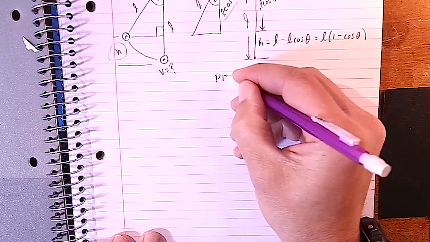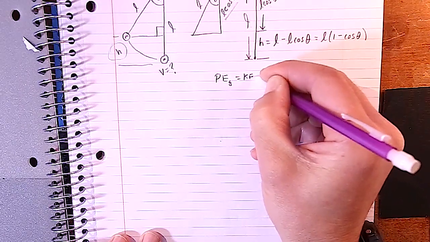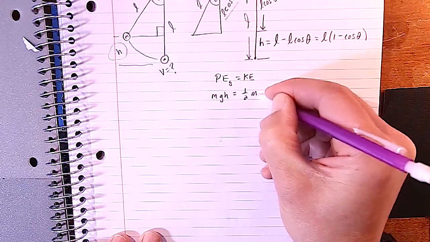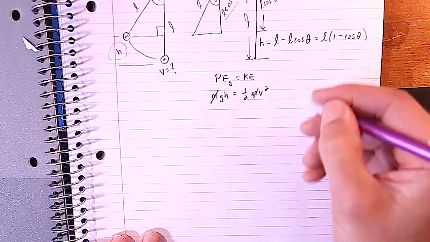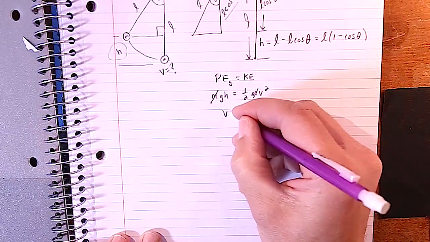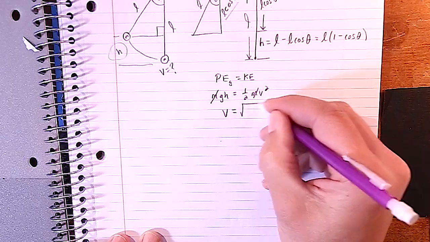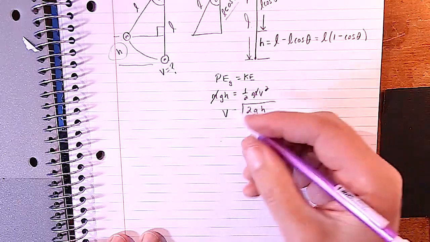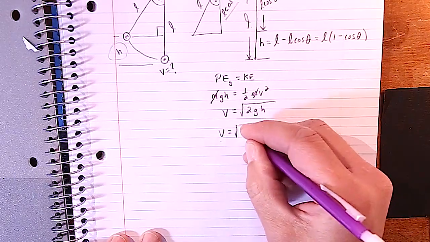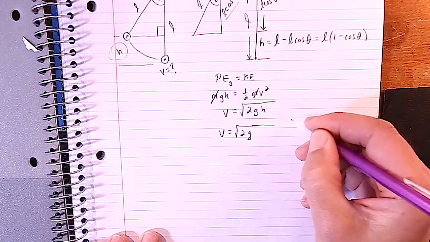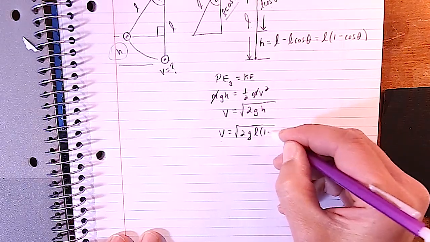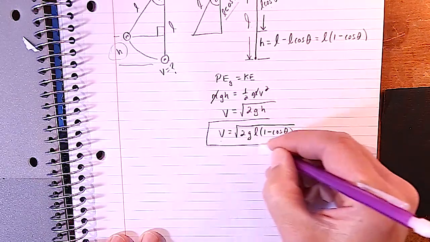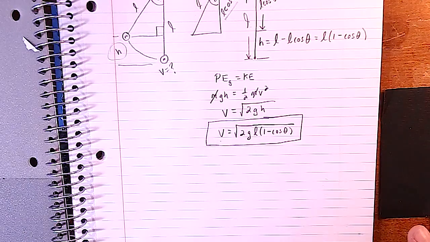We say PEG turns into KE, and we have mgh equals 1/2 mv squared. We don't need the m's. And we can rearrange so that v is going to be equal to the square root of 2gh. But now we have an expression for h. v is going to be equal to the square root of 2 times g times L times 1 minus cos theta. So that's how that's done without being given the height, just the angle and the length.